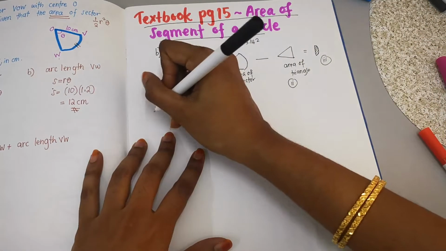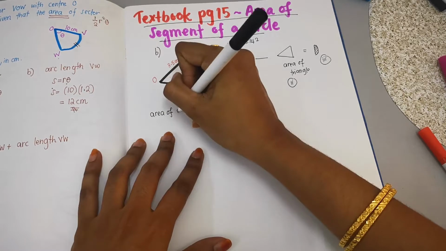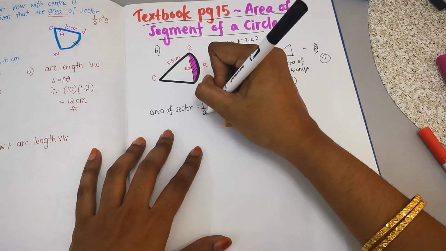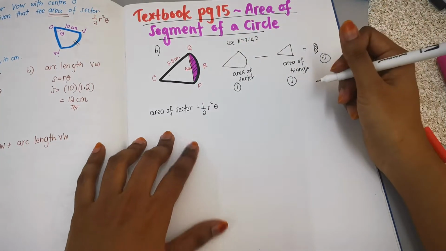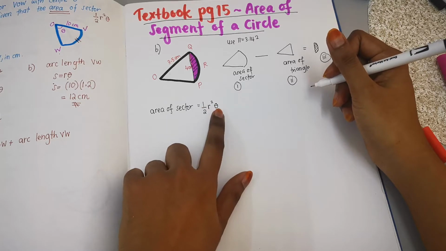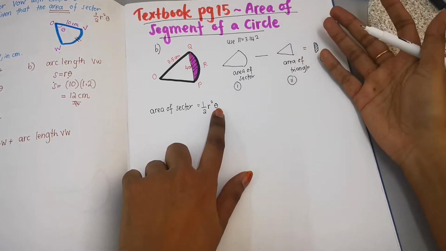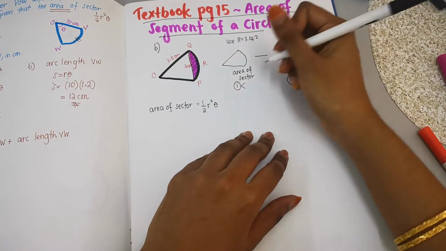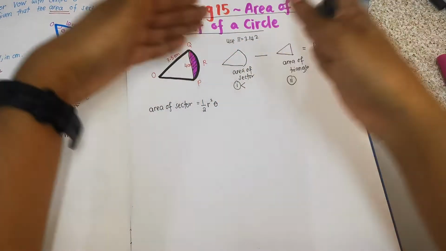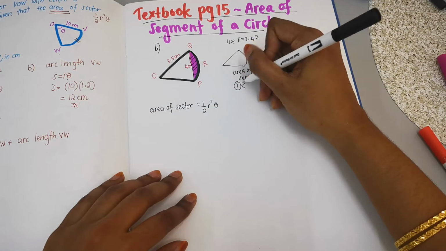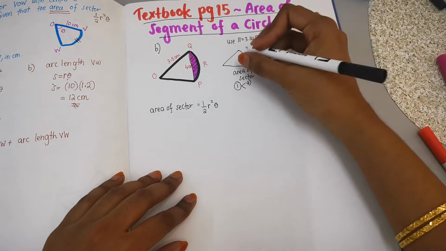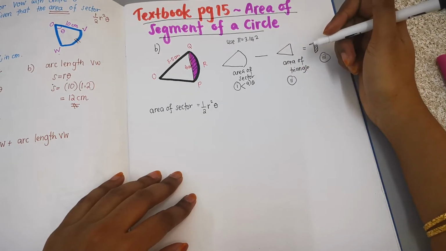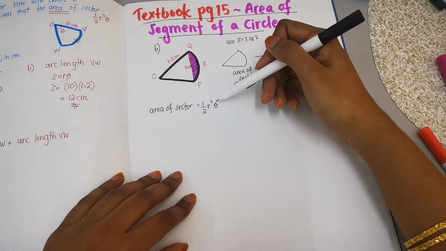The first step, let's find the area of the sector. How to find the area of a sector? Still remember, 1 over 2 r squared theta. Do we have the radius? Yes. Do we have theta? No, we don't have theta. So looks like we got some extra work here. We need to find theta first, because we cannot apply the formula without theta.